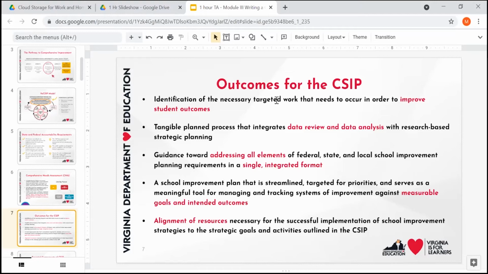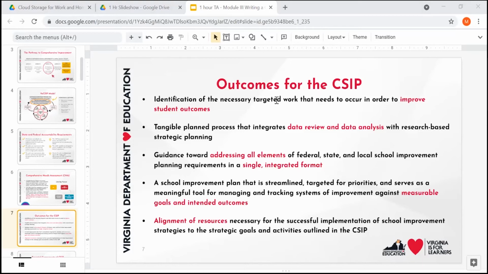The school improvement plan is streamlined, targeted by priorities, and serves as a meaningful tool for managing and tracking systems of improvement against measurable goals and intended outcomes. Data, always looking at data, always looking at data. Alignment of resources necessary for the successful implementation of school improvement strategies to the strategic goals and activities outlined in your plan. We all know we've had great plans. We haven't provided that professional development. We haven't provided the resources to the teachers. We haven't provided the resources to the family to make it successful. So that's really something to think about.